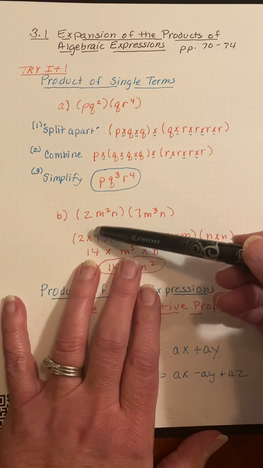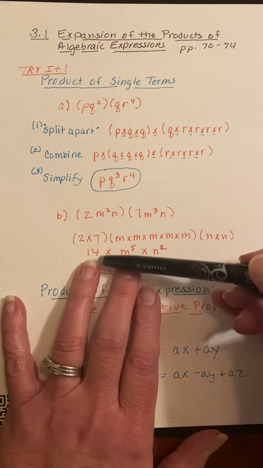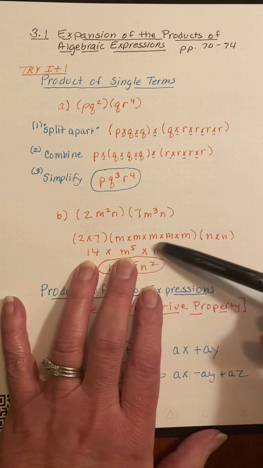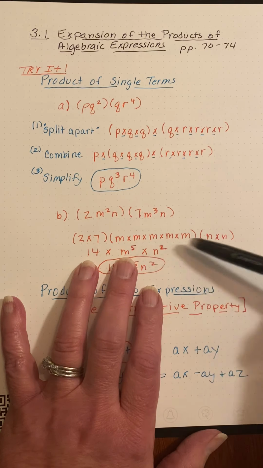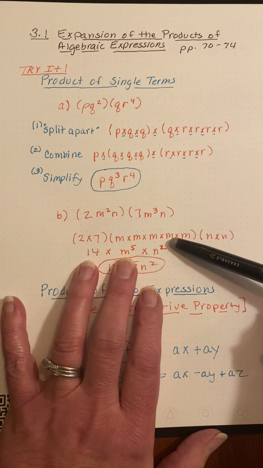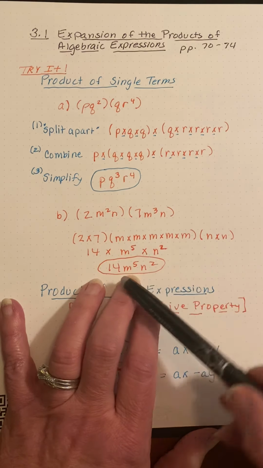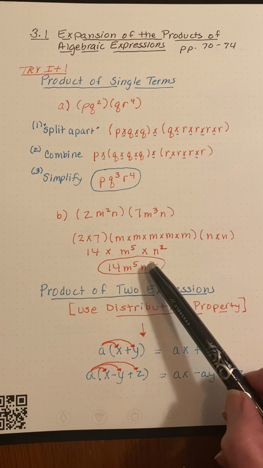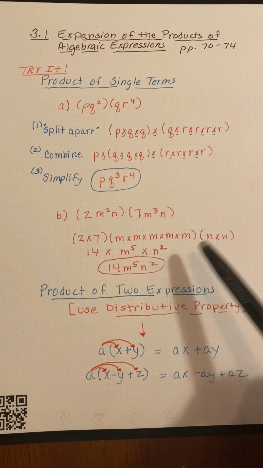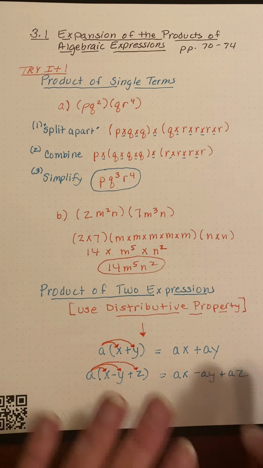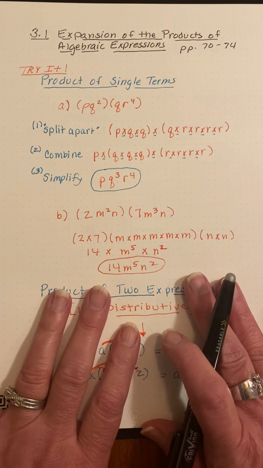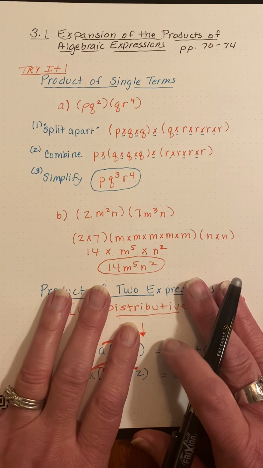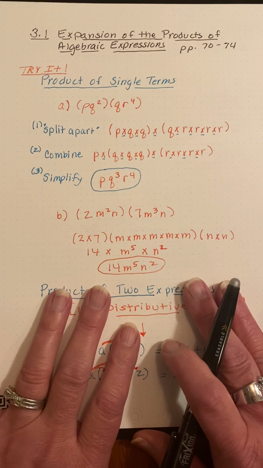So then you can actually do 2 times 7, so go ahead and do it. That's 14 times, there's 5 of them, m to the fifth, and 2 of these, m to the second. Then get rid of those multiplication signs. Your answer is 14 m to the fifth, n to the second. So that part is pretty straightforward. Again, remember, you can pause, rewind, listen again as often as you need for it to make sense.